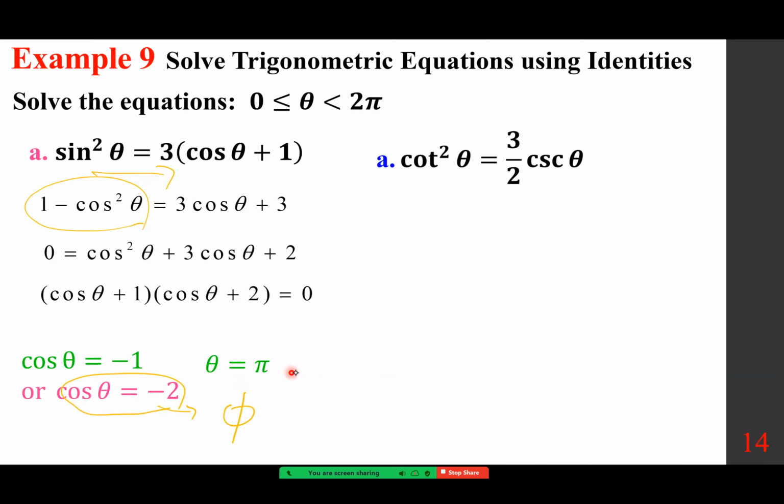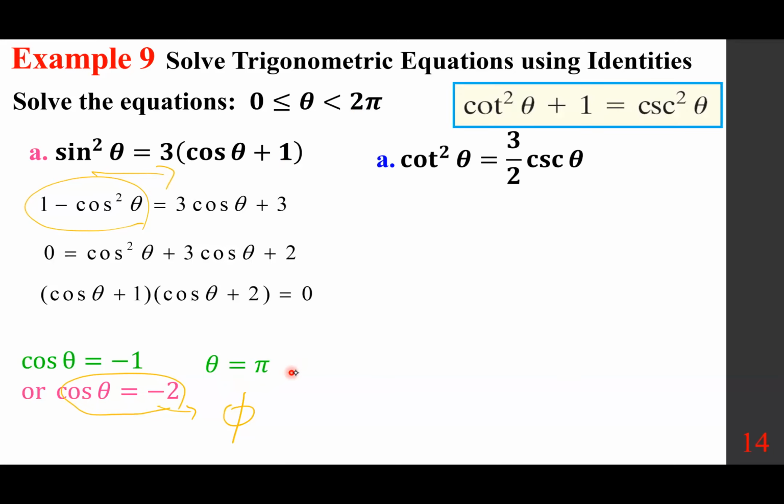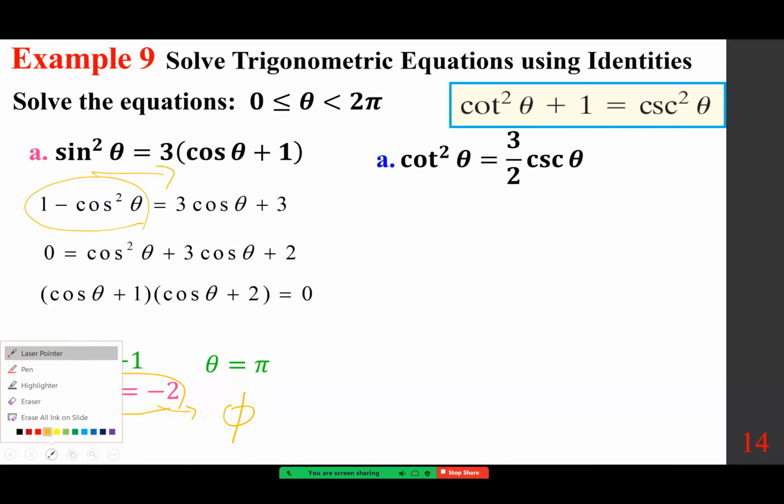Cotangent squared theta is 3/2 cosecant theta. Well, we are going to use one of those Pythagorean identities. 1 plus cotangent squared is cosecant squared, or cotangent squared plus 1 is cosecant squared, either way. So we're going to replace this one with cosecant squared minus 1. So we're going to move this, make it -1.